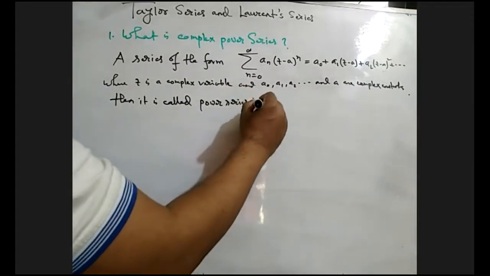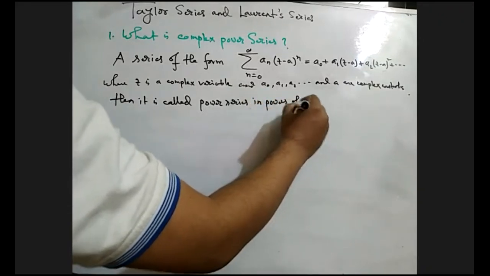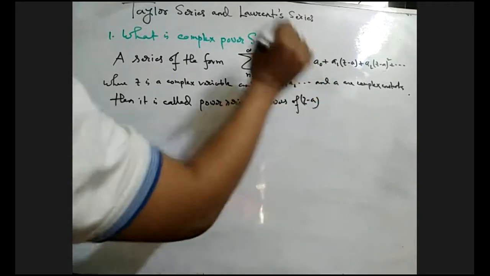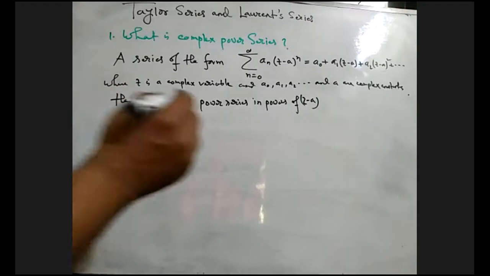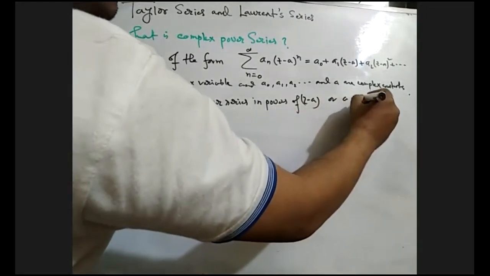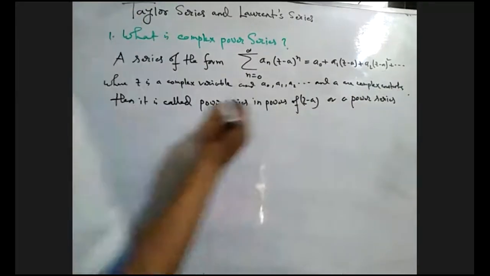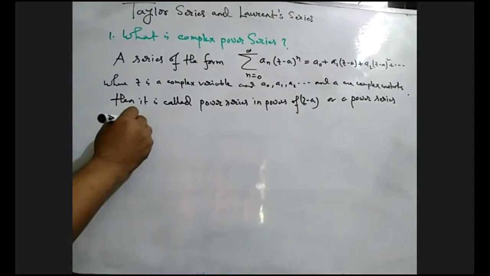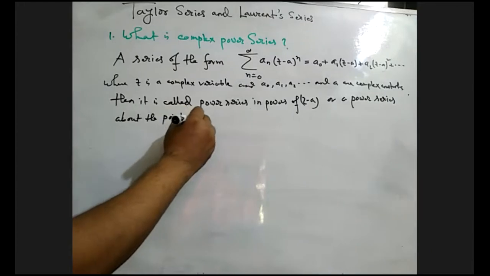In powers of z minus a, z minus a whole to the power n. This is why it is said to be in powers of z minus a, or a power series about the point a.